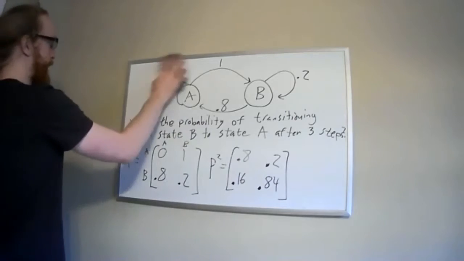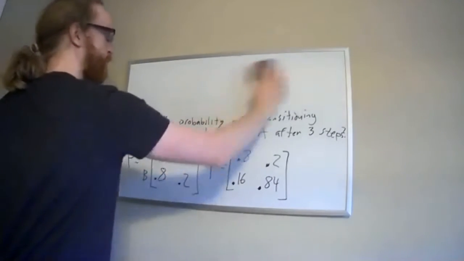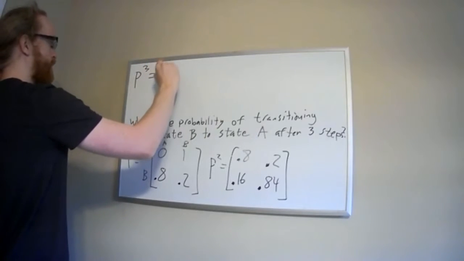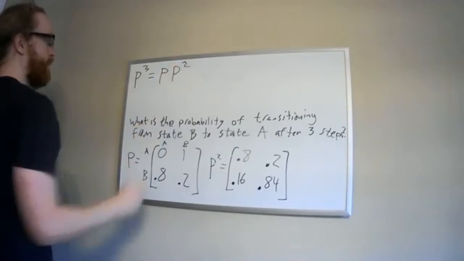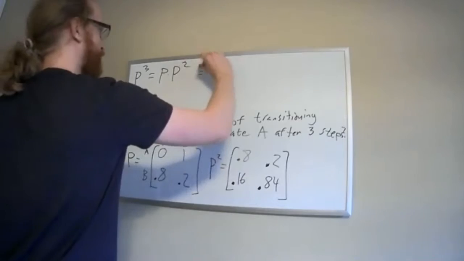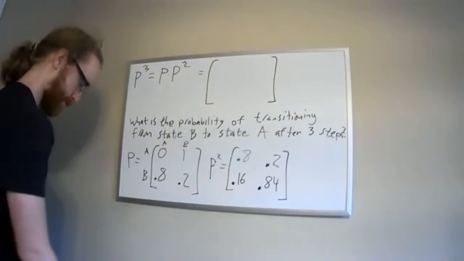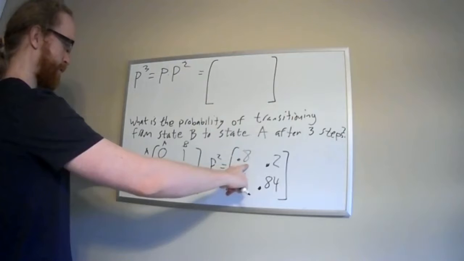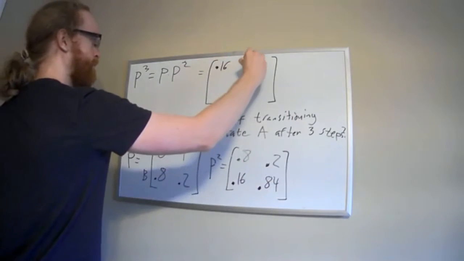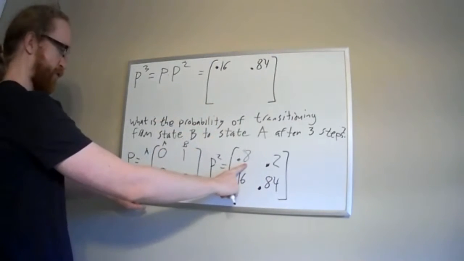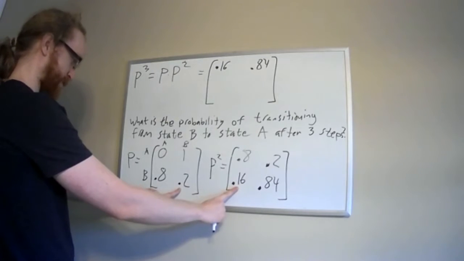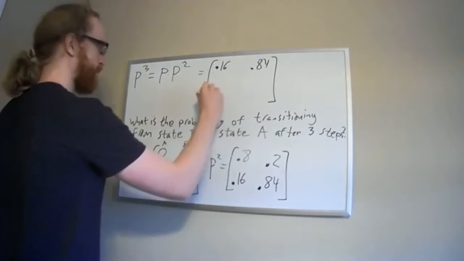Now that I know that, I can find the third power a little more easily, because P to the third power is the same thing as P times P squared. So I just have to take this matrix times this matrix and see what I get. All right, so that's 0 plus 0.16. That's 0 plus 0.84. That's 0.64 plus 0.032. And so I think we get 0.672.